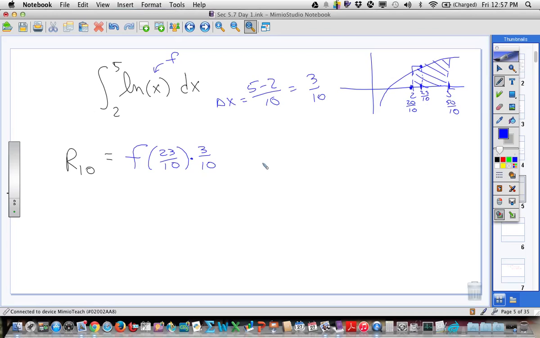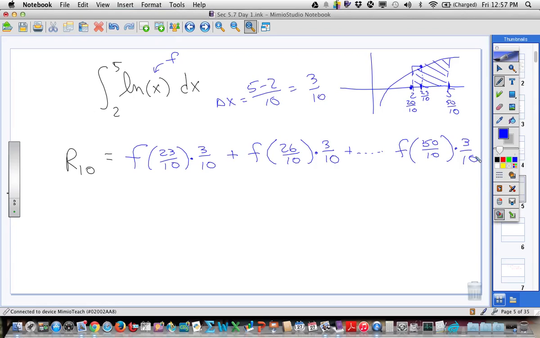Okay, plus what would be the next one? 26/10 times 3/10. And I don't think we need any more. 29, 32, on and on. But I think we should do the last one. And what's the last one? 50/10 times 3/10. So that's going to give me 10 rectangle areas, height times width, height times width, height times width, right? 10 rectangle areas. I add those up. That will give me an approximation for this.